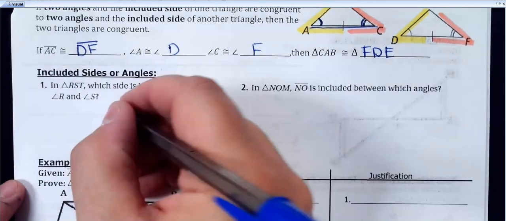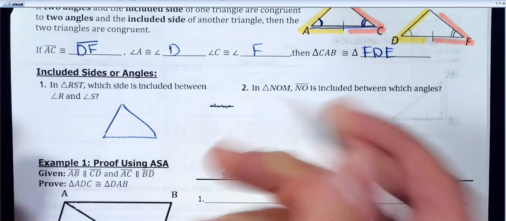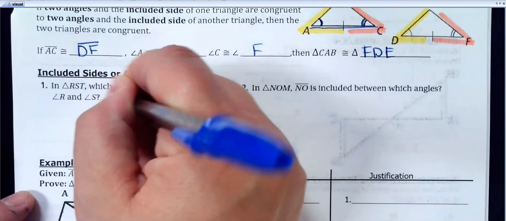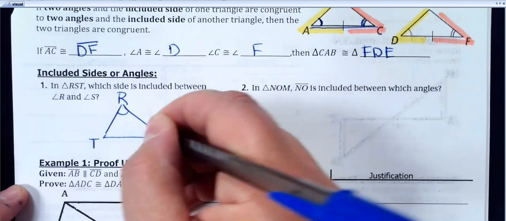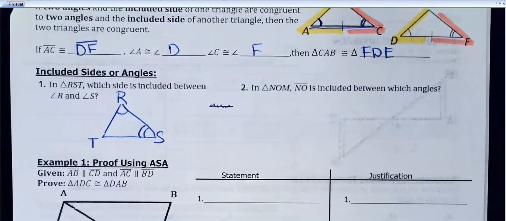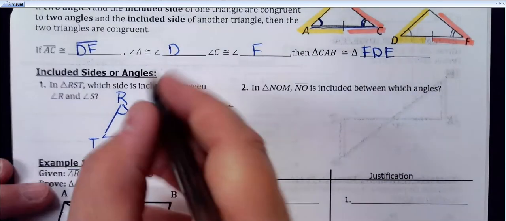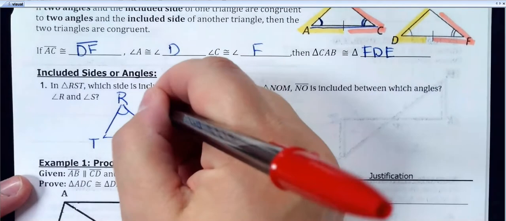Okay, so I'm just going to literally, this is not to scale or anything. I'm just sketching a tiny picture of a triangle. That doesn't really look like a triangle very much. Okay, RST. So if I tell you I'm looking at angle R and angle S, what would you tell me would be the included side? What side would be included between them? Yes. Okay, so do you guys see that side is in both of those angles? So RS would be the included side there.